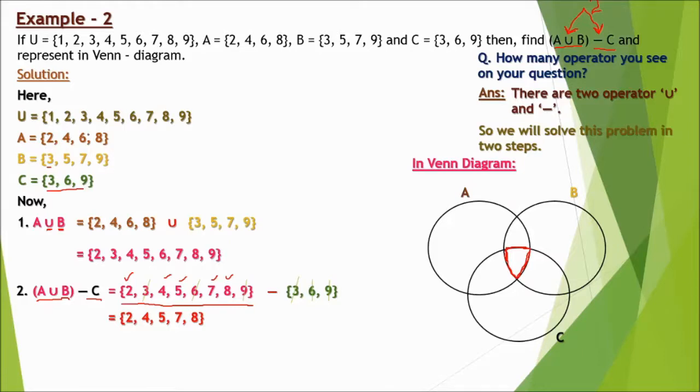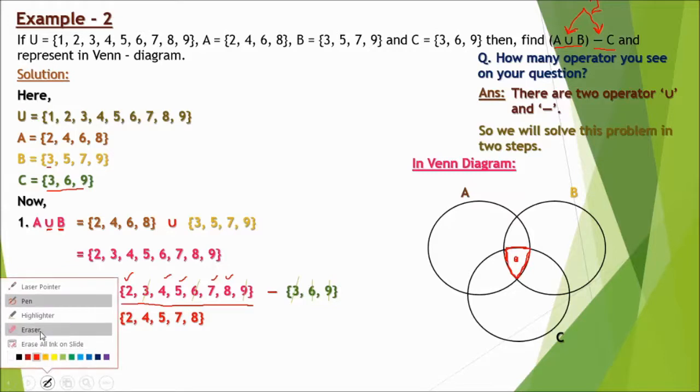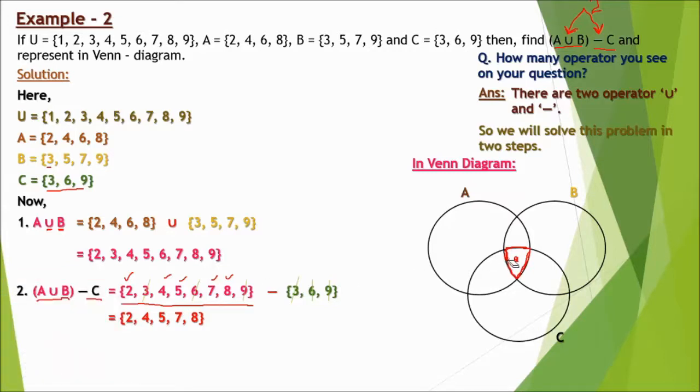6 is on set A and C, not in B. And 8, 9 you can see in B and C, not in A. So there is no element which is common on all 3 sets. So this area will be vacant. This area will be kept empty, because there is no element common on all 3 sets. So let's keep it vacant.